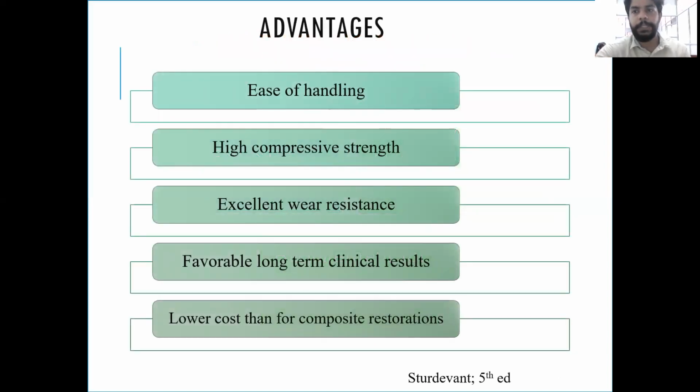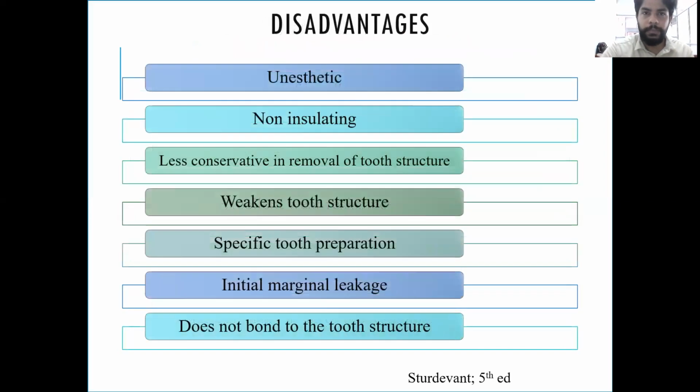The advantages which make amalgam popular are its ease of handling, its high compressive strength, excellent wear resistance, favorable long-term clinical results, and lower cost when compared to composite restorations. The disadvantages are that it is non-aesthetic, it is non-insulating, it is less conservative in the removal of tooth structure, it weakens the tooth structure, it requires a specific tooth preparation, there is initial marginal leakage, and it does not bond to the tooth structure.